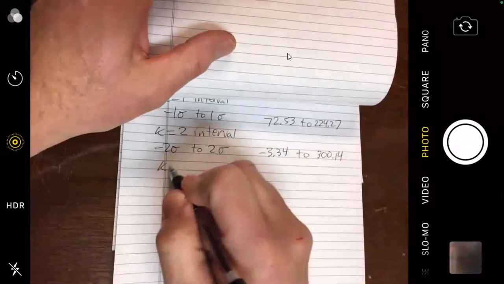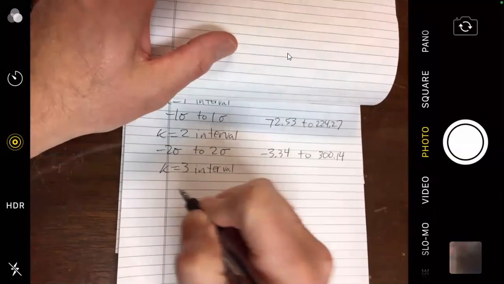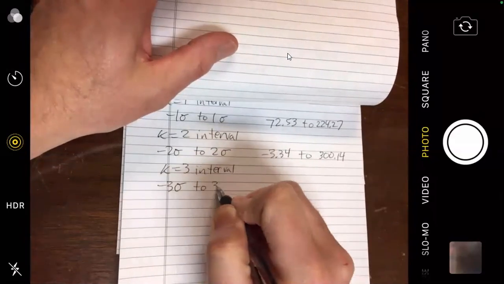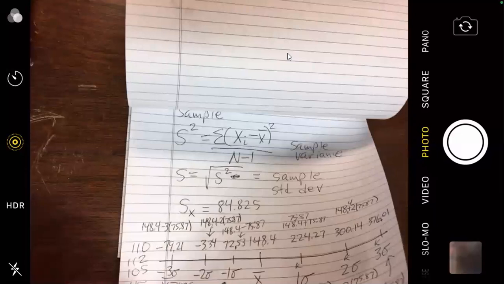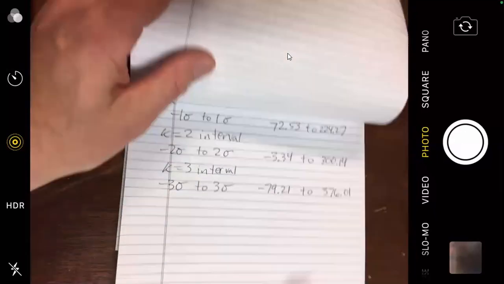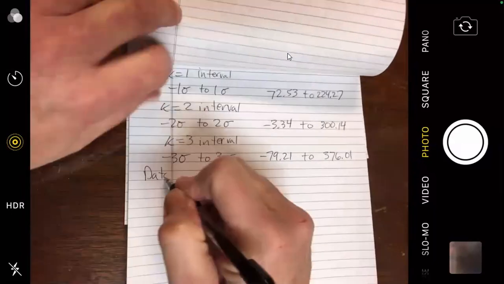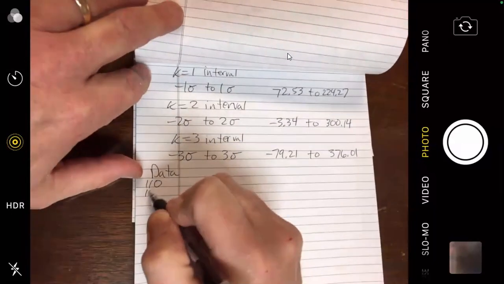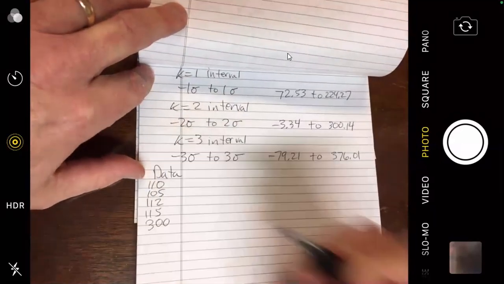And for the K equal 3 interval, minus 3 standard deviations to 3 standard deviations, negative 79.21 to 376.01. Here's the data again, just to remind you: 105, 112, 115, and 300.